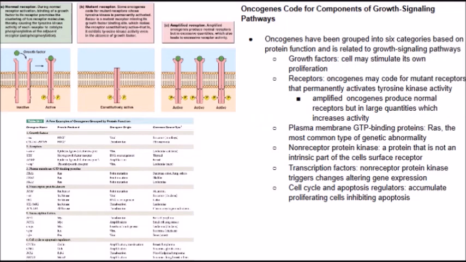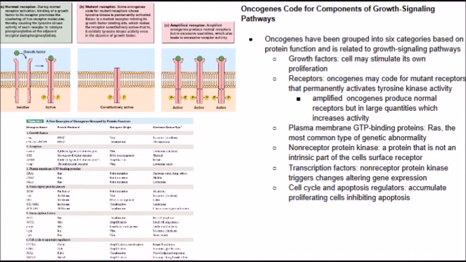Oncogenes code for components of growth signaling pathways. Oncogenes have been grouped into 6 categories. One is growth factors. This is where the cell can stimulate its own proliferation. Then receptors: oncogenes may code for mutant receptors that permanently activate tyrosine kinase activity. Plasma membrane, GTP binding proteins. This is RAS, the most common type of genetic abnormality.